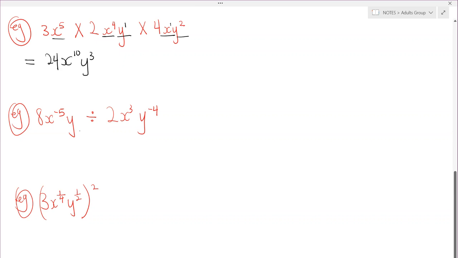Example 2, this is a division, so we know we're subtracting like powers. So this could also be written as 8 x to the power of negative 5y divided by 2x cubed y to the power of negative 4. We could easily see it this way, that these two could cancel out, which is giving me 4. Negative 5 minus 3. So that's still going to be negative 5 minus 3, right? So that's going to be x to the power of negative 8.